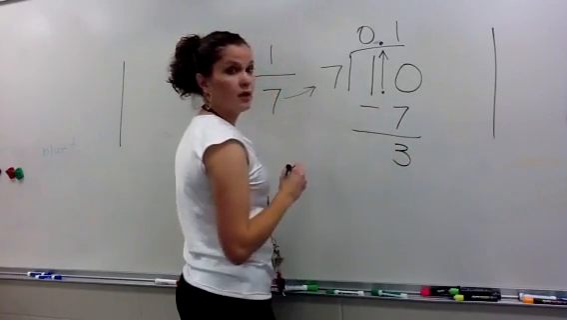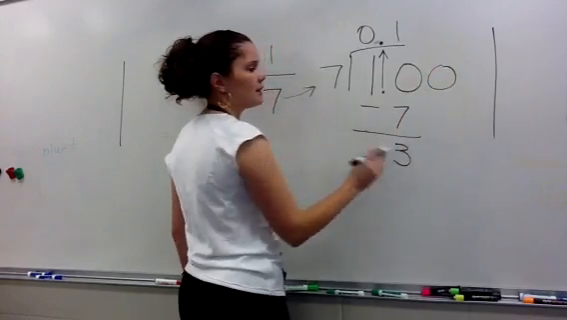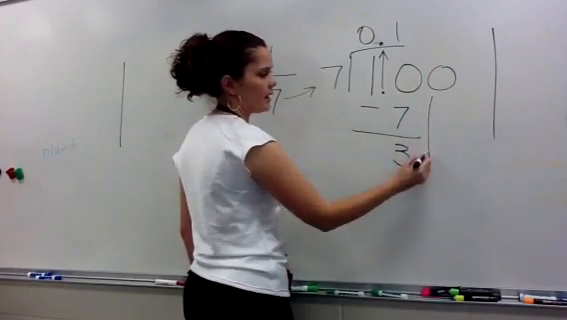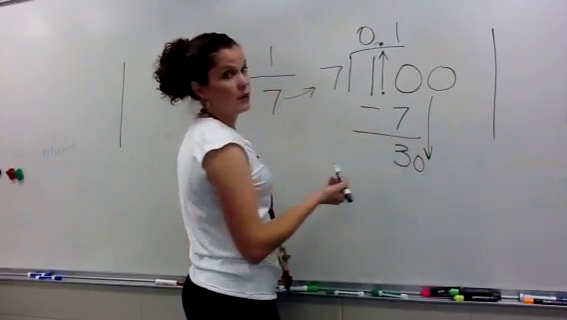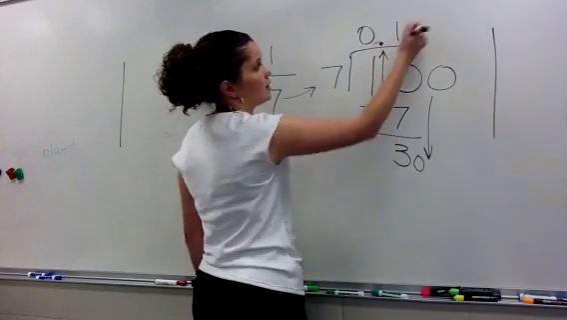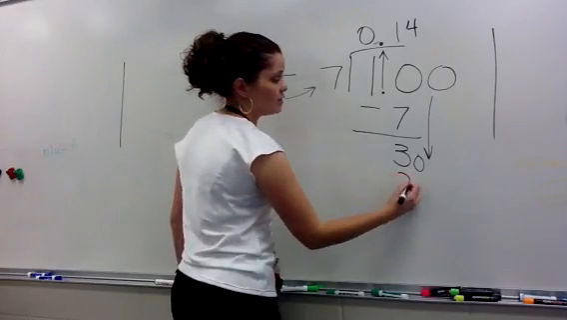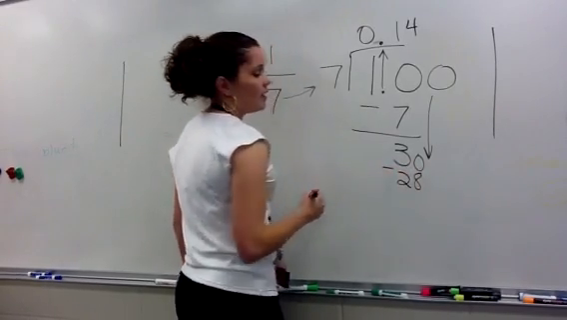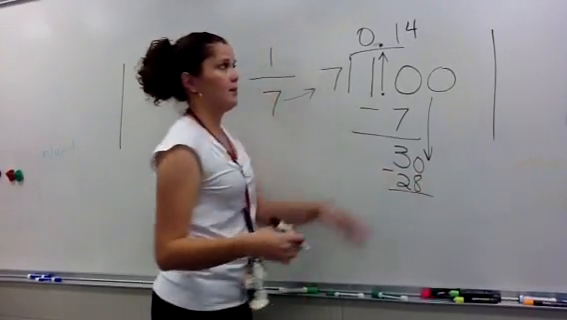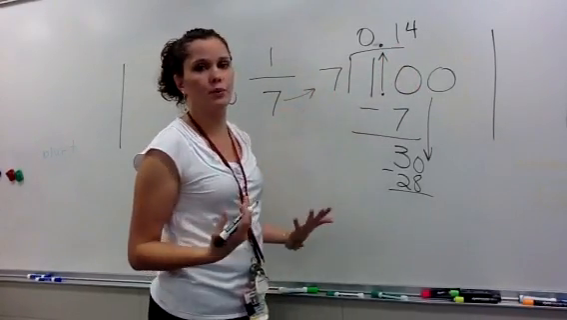Gives me a 3. Once you're past your decimal, you just add another 0 here because 7 cannot go into 3. Bring it down. Can 7 go into 30? Yes. How many times? 7 can go into 30 4 times. 4 times 7 is 28. And you can keep doing this and keep going on, but I like to just stop at 2 numbers past the decimal, and there I have it, 0.14.